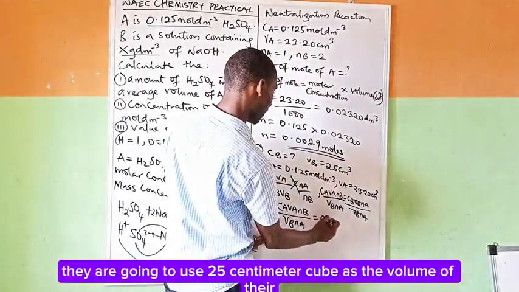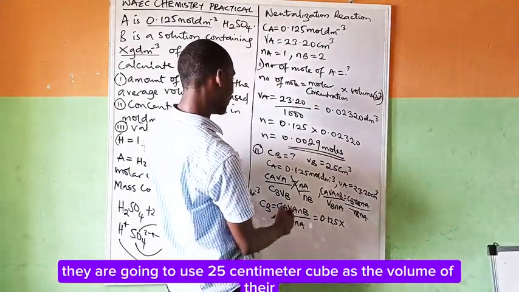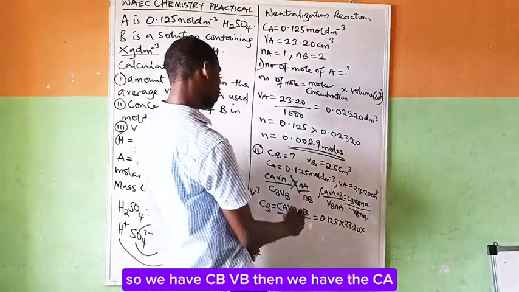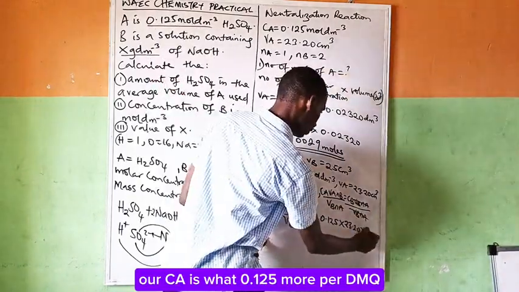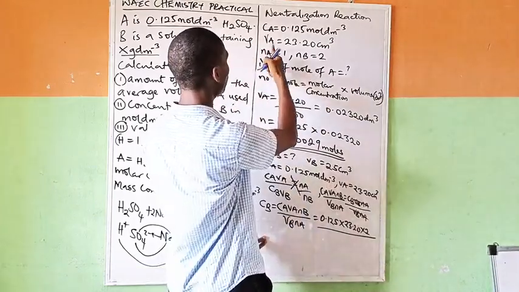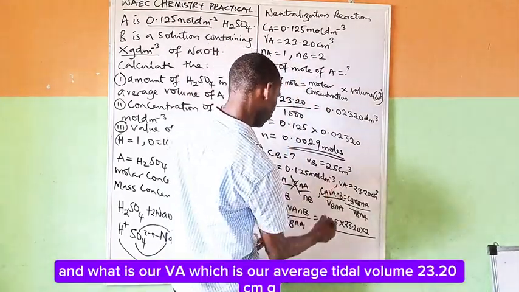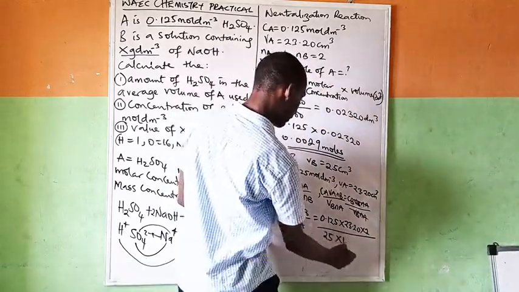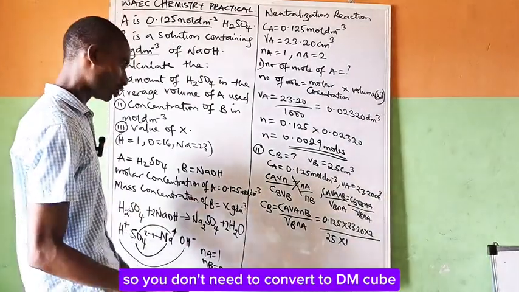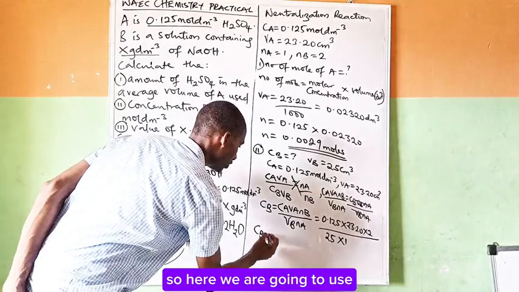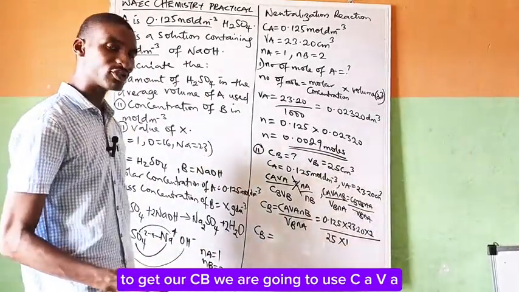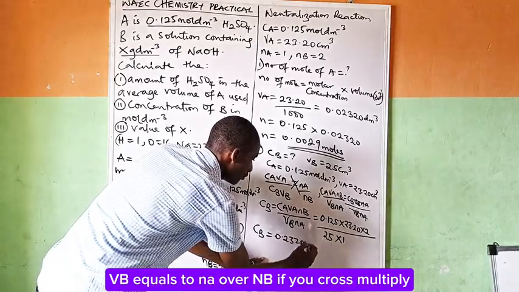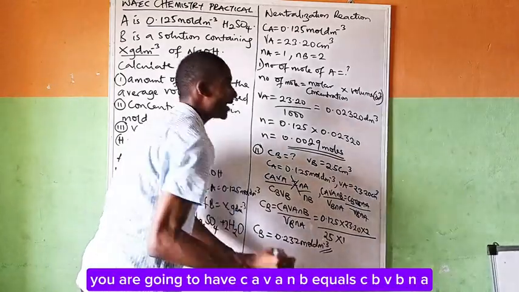CA is 0.125 multiplied by VA, that's the volume of acid, 23.20, times what is our NB? 2, all divided by VB, the volume of the base, which is 25, multiplied by NA. Our NA is 1. Remember, we got our NA and NB from the balanced equation. So if you input these values into your calculator, it's going to give us our concentration of base, which is the molar concentration of base, 0.232 mole per dm3.